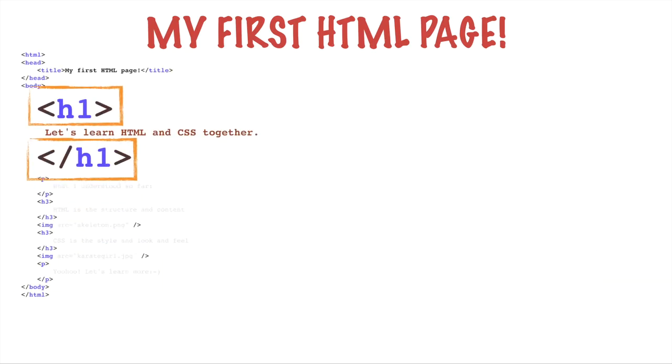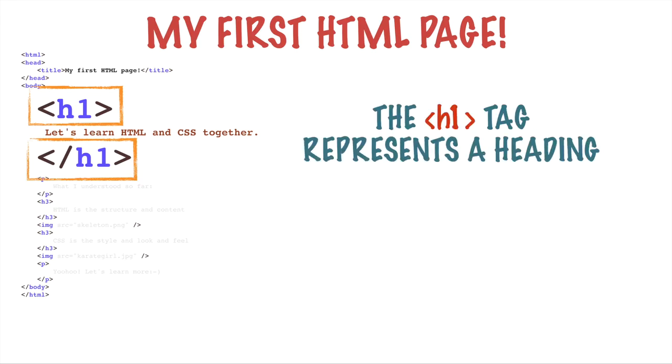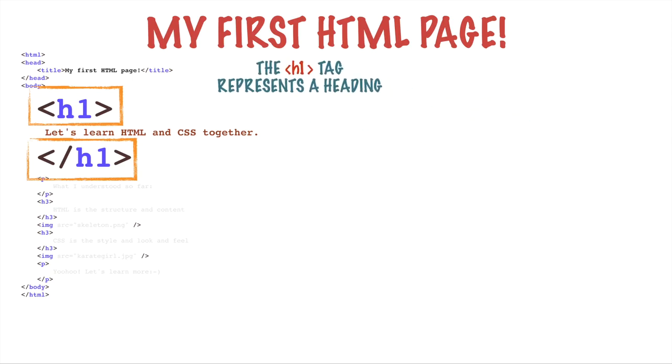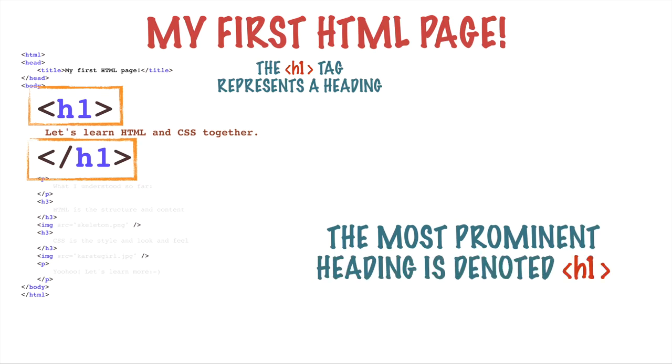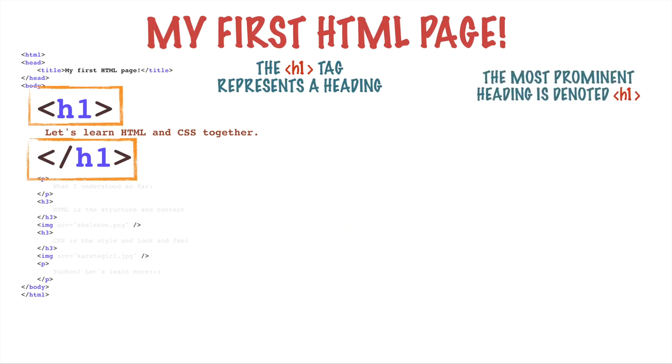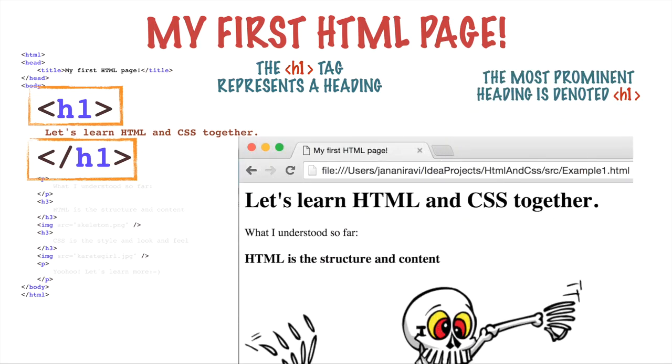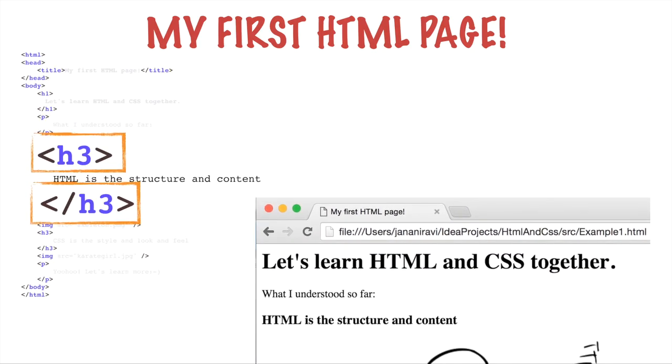The first pair of tags within the body are titled H1. Again, we have an opening and a closing H1 tag. H1 represents a heading. Here, what we've said within the H1 tags is, let's learn HTML and CSS together. There are actually different types of headings denoted by H1, H2, H3 and so on. The most prominent of these is H1, and that's what here appears right up top. The words "Let's learn HTML and CSS together." As you can see, it's noticeably larger and bolder than the rest of the contents.